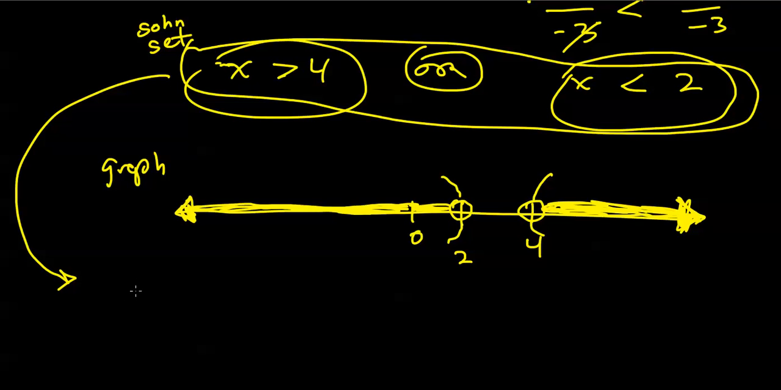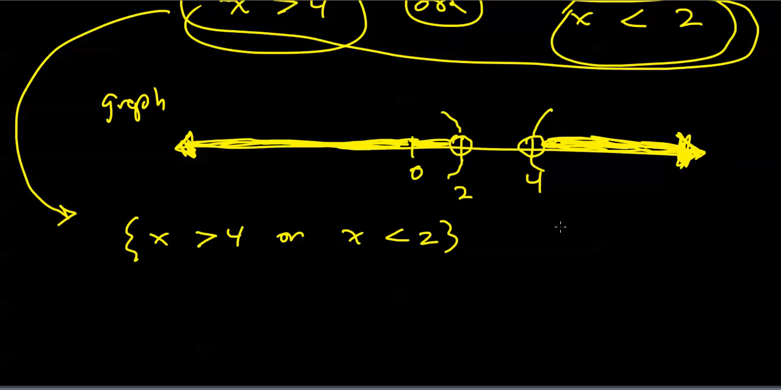Let me rewrite it. X is greater than 4 or x is less than 2. The book, just to show you where their answers are coming from, would probably indicate this set in this fashion. In interval notation, everything to the left of 2 would be indicated with this interval. Everything to the right of 4 would be indicated with this interval.